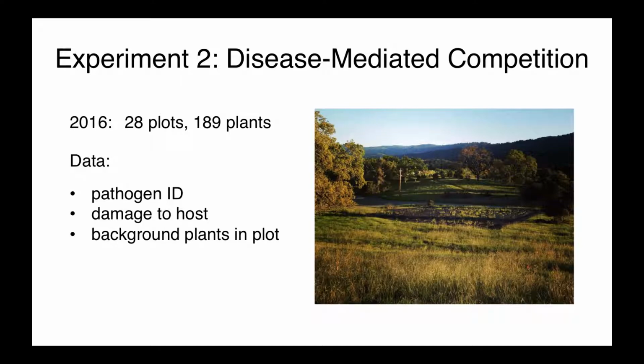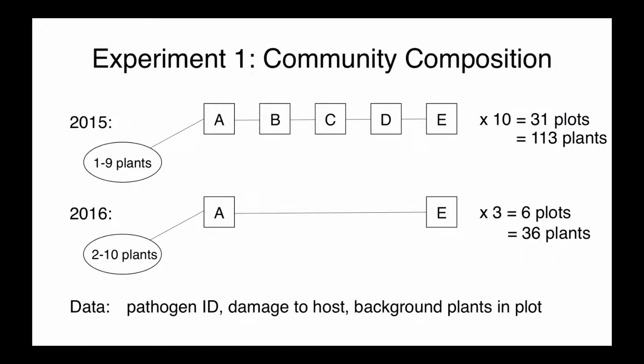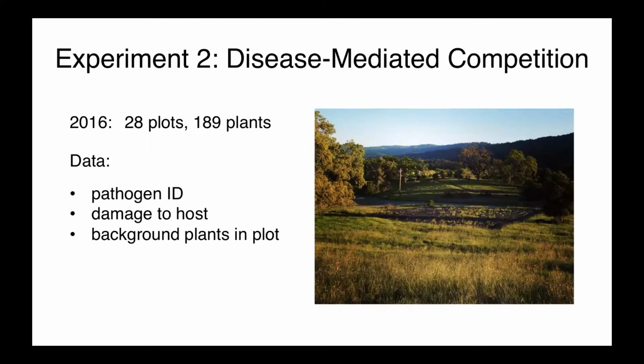The second experiment was a manipulative experiment to understand how disease mediates competition. This one was just collected in the second year, so it adds a little bit. In our first year of the observational one, we had a lot more plants, so we're adding to that second year. And they collected the same data: pathogen ID, damage, and the background plants in the plots.